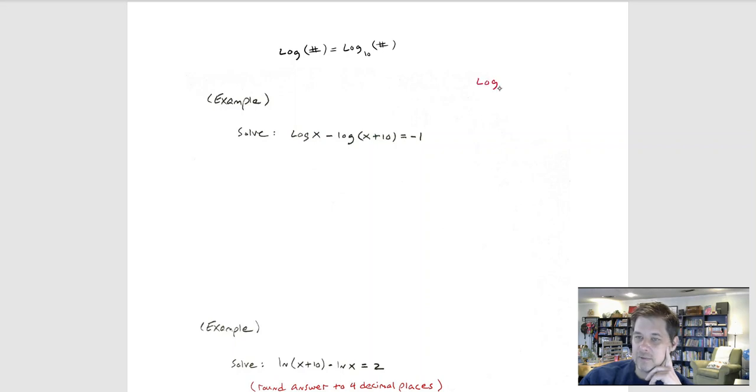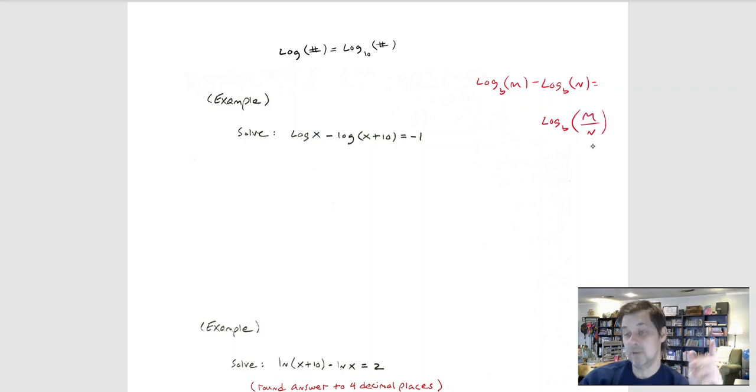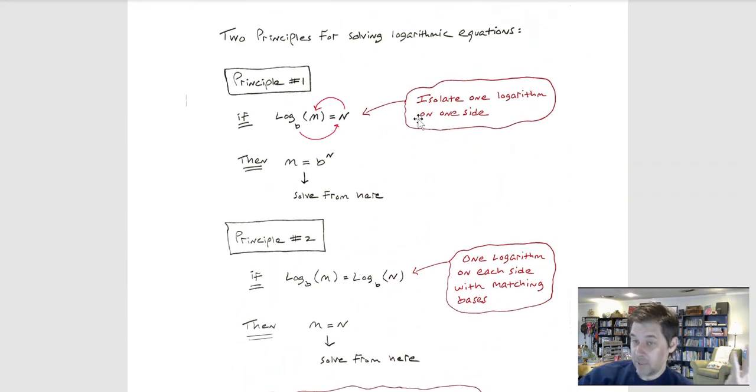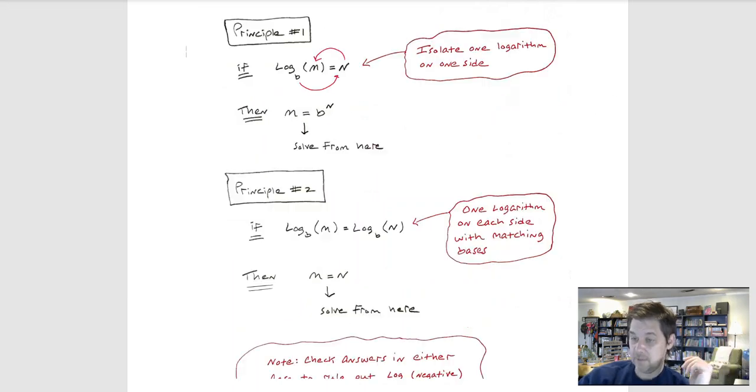So if I get log base b of some number m minus log base b of some number n, those can be combined to log base b of the number m divided by the number n. So with logarithms, you could say subtraction on the outside amounts to division on the inside. So that would give me a way to combine both of these into one. Why would I want to do that? Well, because my principle is that we can isolate one logarithm on one side of the equation.